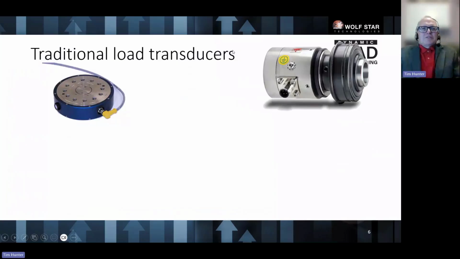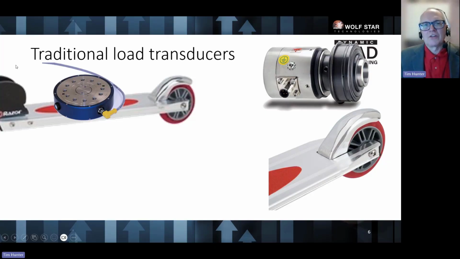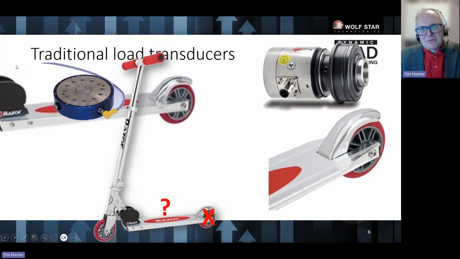So if we were to try to use traditional load measurement devices to attack this Razor scooter, we might use a pancake load transducer here to get maybe the XYZ loads at the foot, right? And we use a wheel load transducer to try to get the loads at the wheel. But if we did that, we'd have questionable loads that we'd be measuring at the foot, and frankly, to put this wheel load transducer on, we would destroy the rear wheel. So if we use traditional load measuring techniques, we couldn't really do it because we'd destroy our test article. So this really wouldn't work.